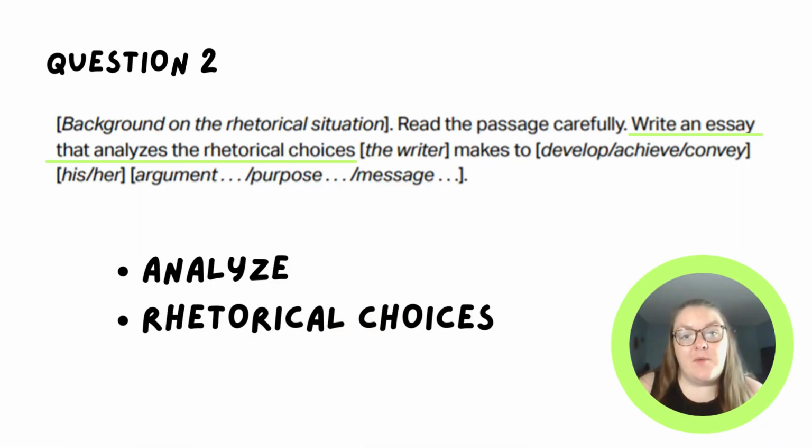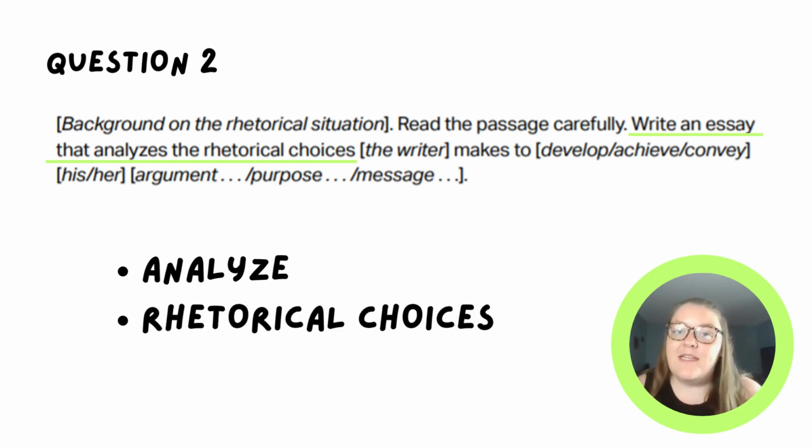Now let's look at the stable wording for question 2. You'll notice there's a lot italicized and in brackets with the rhetorical analysis stable wording. That's because it's going to change depending on the passage you're provided to analyze. However, there is still a consistent signal phrase that's used to precede the task. It says, write an essay that analyzes the rhetorical choices, and then it will go on to identify the unique writer and narrow the focus for you as the reader.